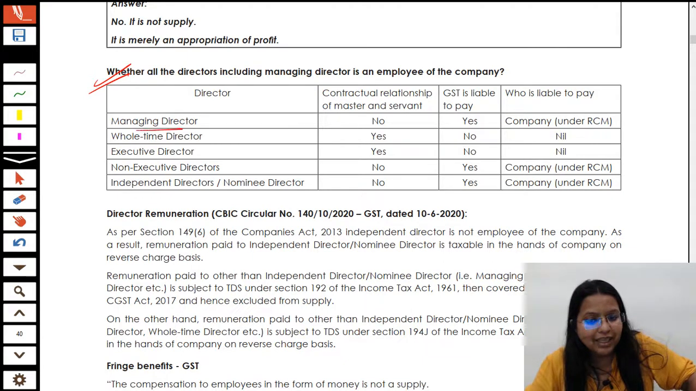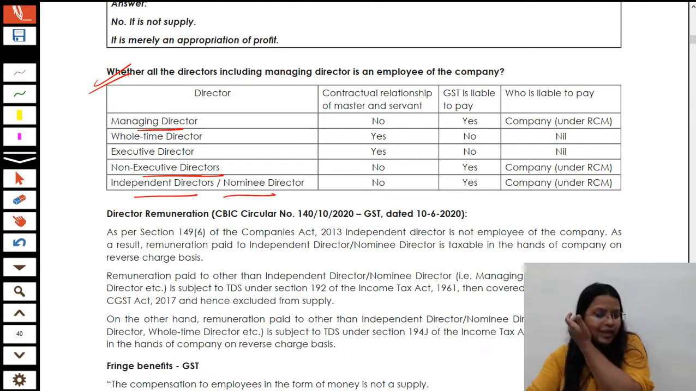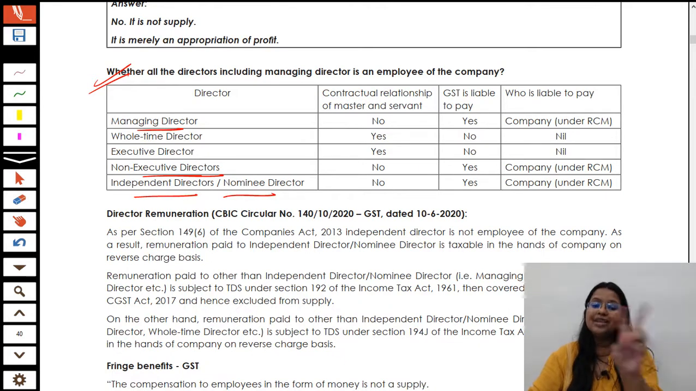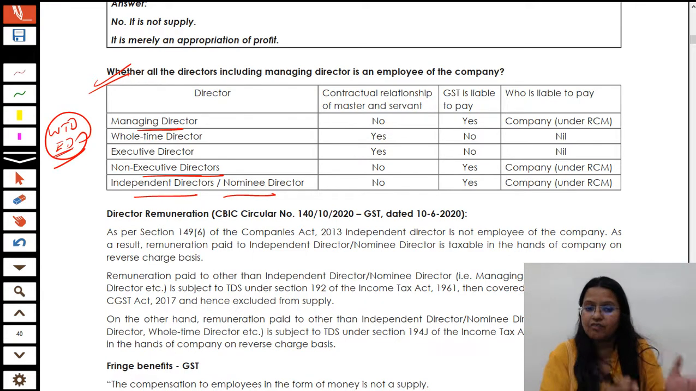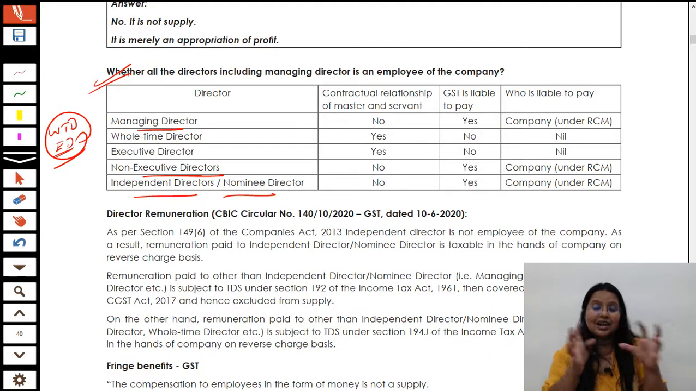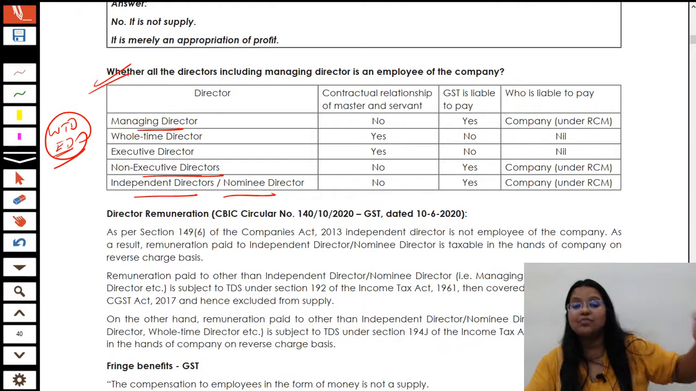So MD is not the employee of the company. Even the non-executive directors are not the employees of the company, and independent directors and nominee directors are not the employees of the company. So we can say there are only two persons who are the employees of the company, which are the whole-time director and the executive director. Unless they have mentioned it particularly in any examination question, you will consider all the directors as not the employees of the company.